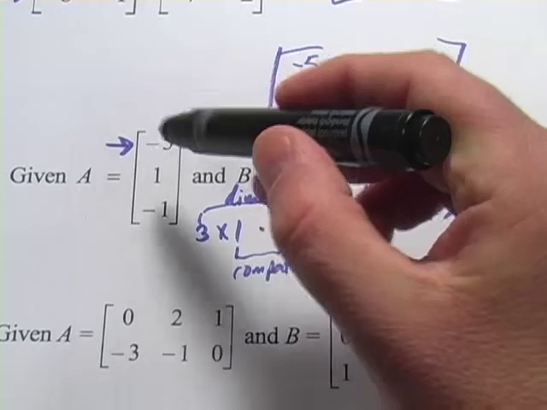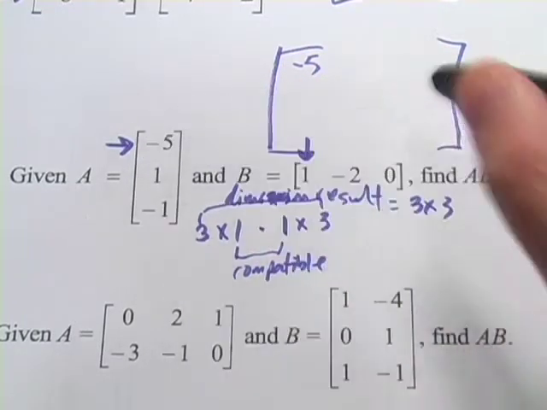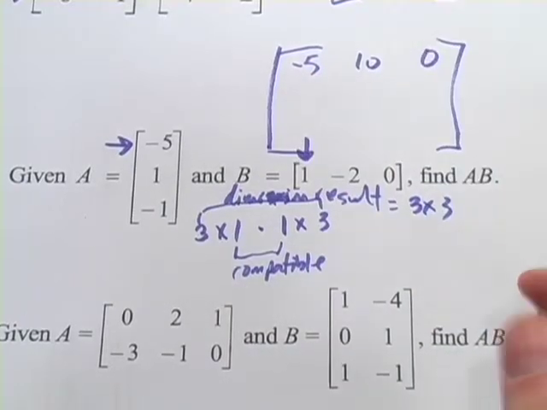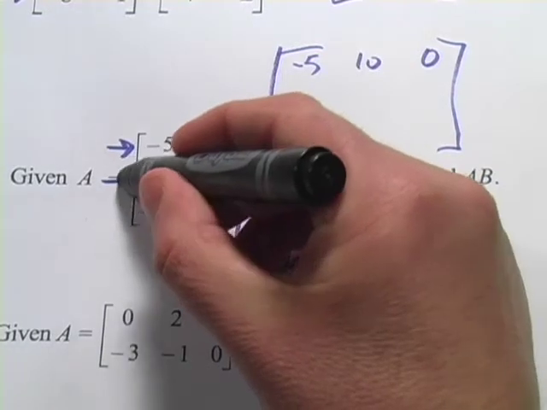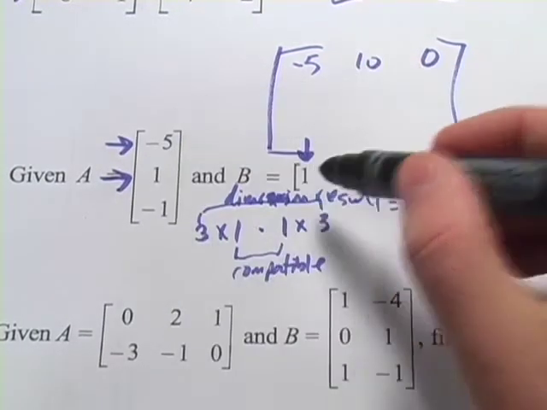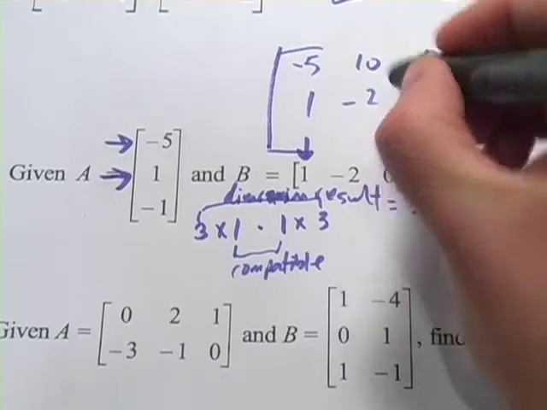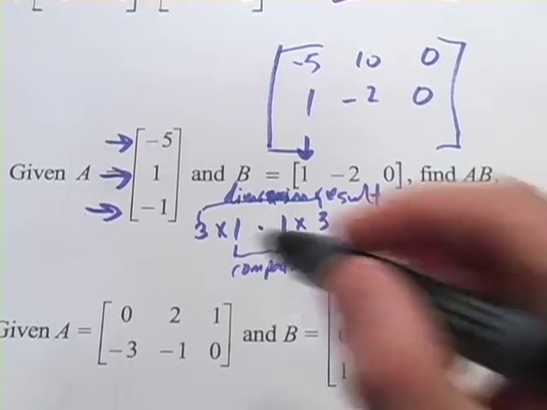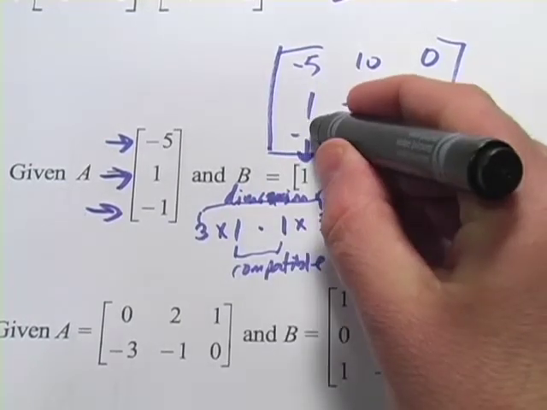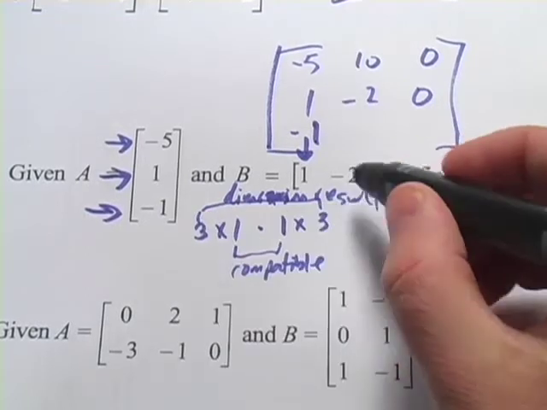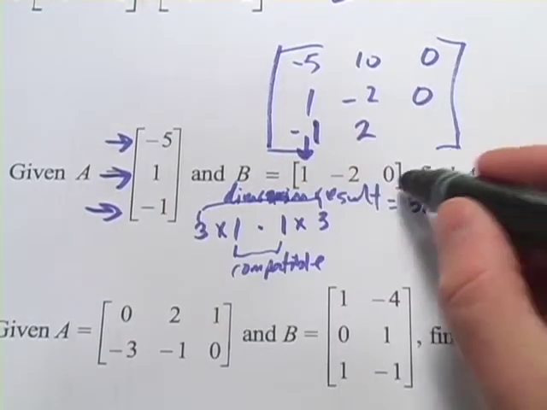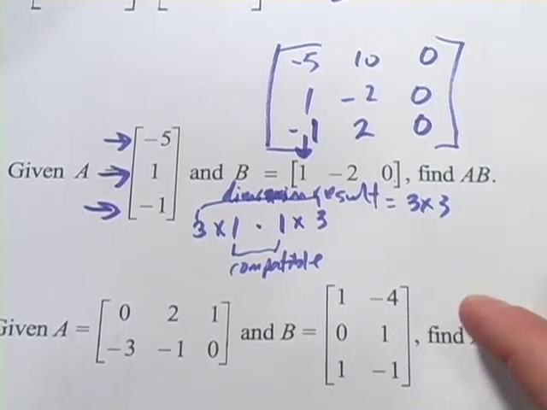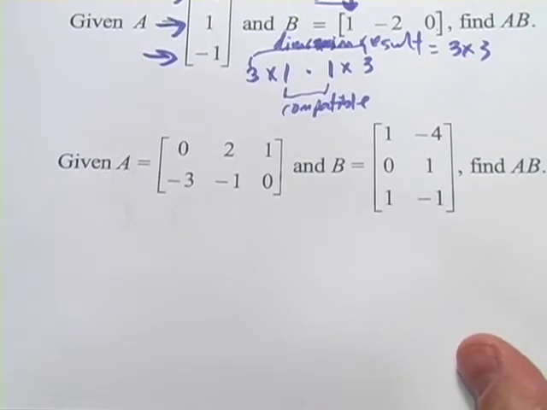Then first row, second column is first row times second column. -5 times -2, positive 10. And then the third column, same, -5 times 0, 0. Now if we want to find our second row elements, we go down to the second row of the first matrix. 1 times 1 is 1, 1 times -2 is -2, and 1 times 0, 0. Third row of our answer, we go down to the third row of our first matrix. -1 times 1, sorry, is -1. -1 times -2 is positive 2, and -1 times 0 is 0. And that's our answer.